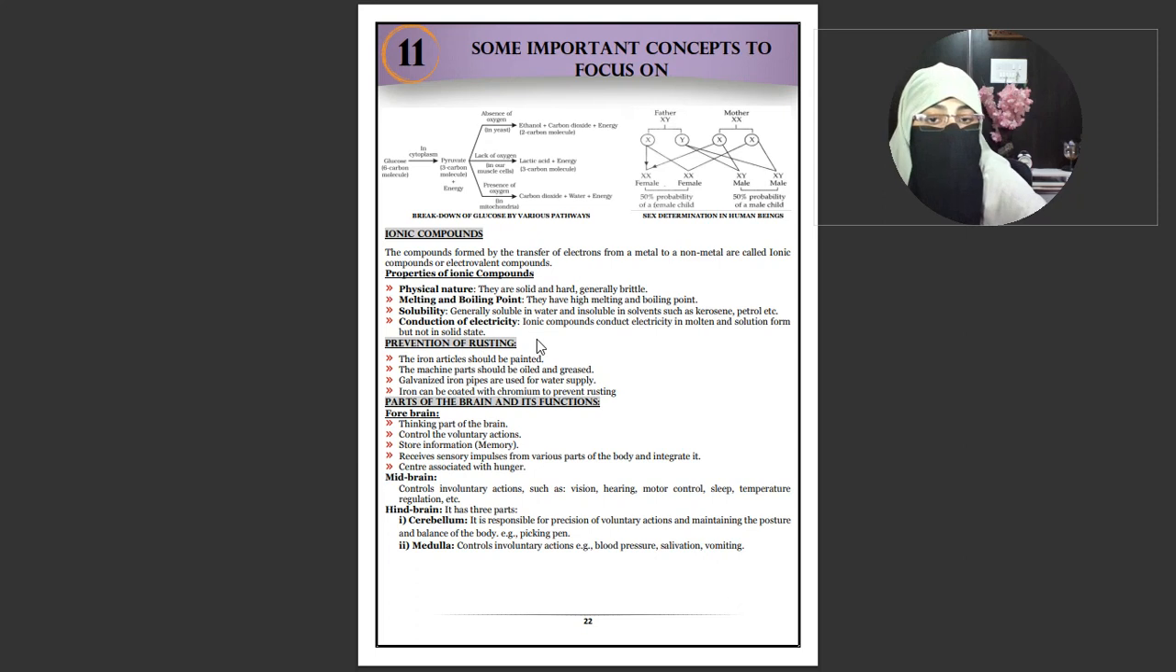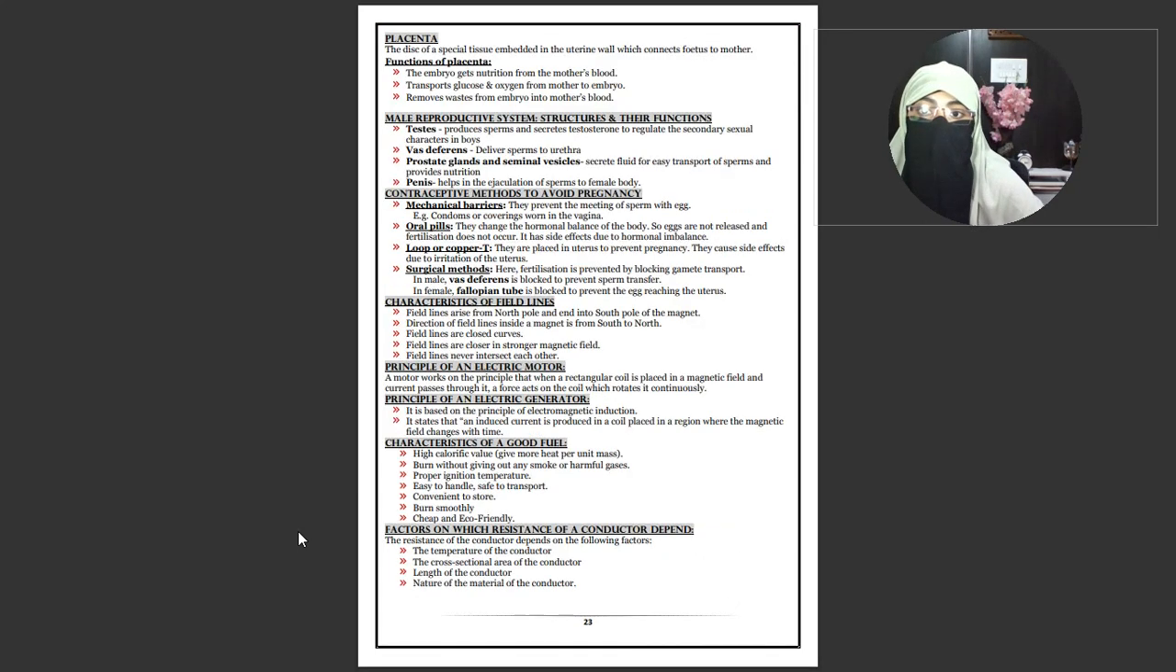Now, how can you prevent rusting? Now, what are the parts of the brain and its function? So it is very important. They will ask you to draw the brain, or they will ask you to explain the parts of a brain and its function. So even if they ask you to explain the structure of a brain, you need to write the functions as well as the names of the parts. Whatever is given over here, you need to write it in the same way. So all these things are important things which you need to remember.